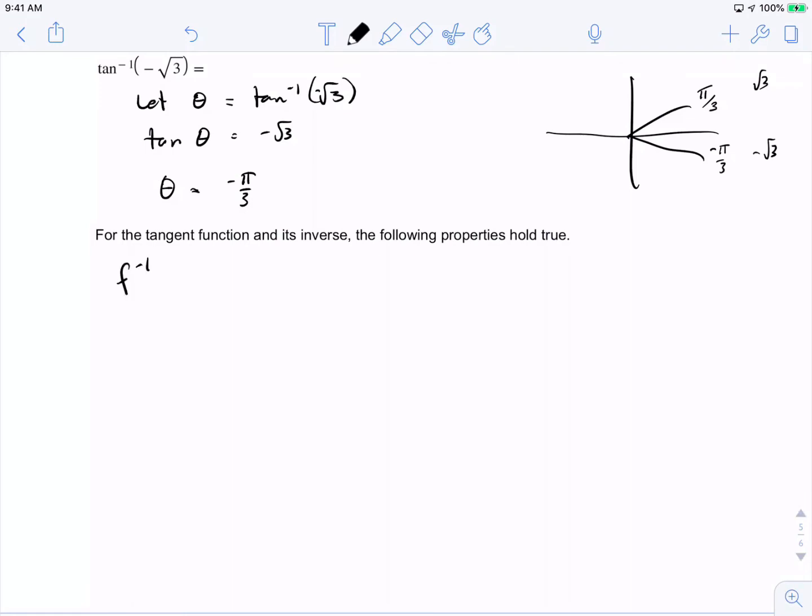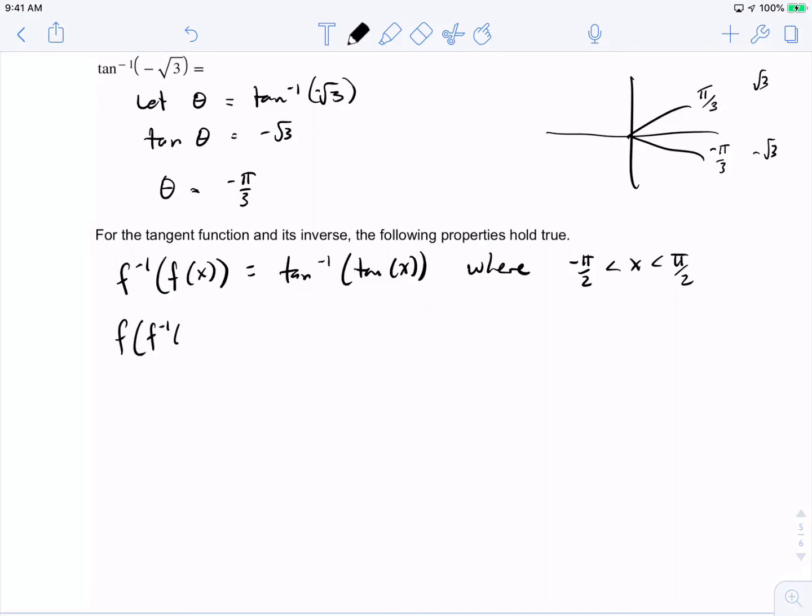Now this one, the inverse of f of x is going to be equal to tan inverse of tangent of x, and the restriction here is from negative pi over 2 to pi over 2. And then f of inverse of x is going to be tangent of tangent inverse of x, and the restriction there is from negative infinity to infinity.